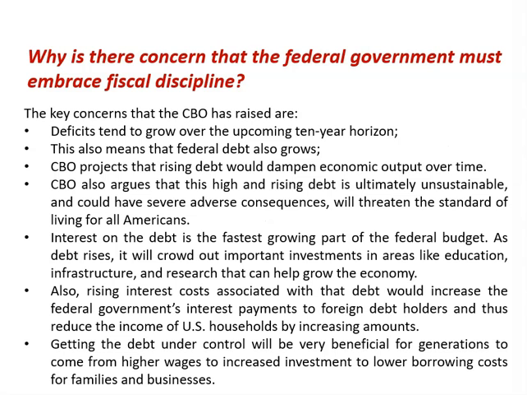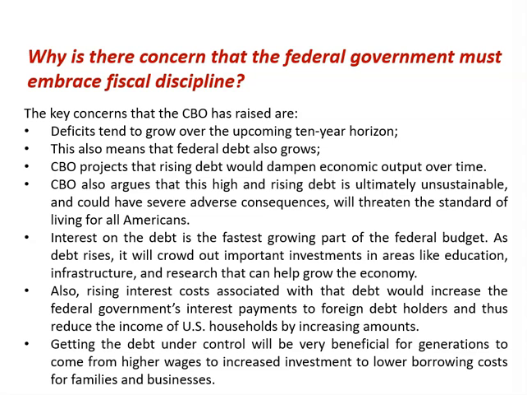Why is there concern that the federal government must embrace fiscal discipline? The key concerns that the CBO has raised are: 1. Deficits tend to grow over the upcoming 10-year horizon. 2. This also means that federal debt grows. 3. CBO forecasts that rising debt would dampen economic output over time. 4. CBO also argues that this high and rising debt is ultimately unsustainable, and could have severe adverse consequences, and threaten the standard of living for all Americans.